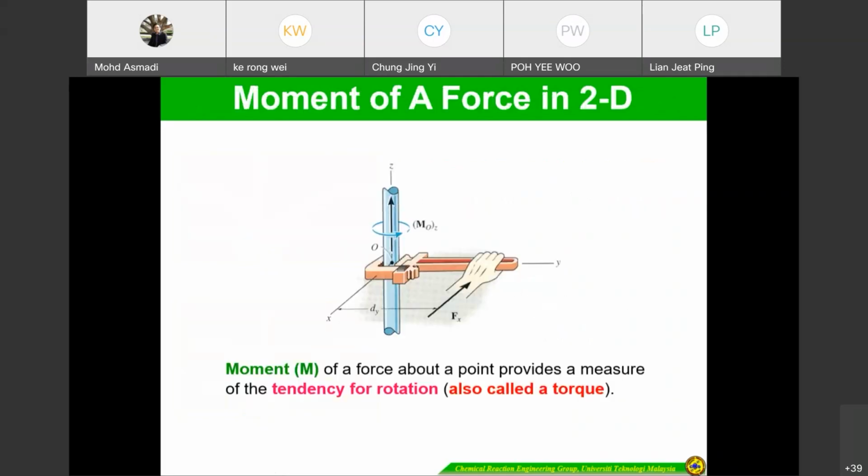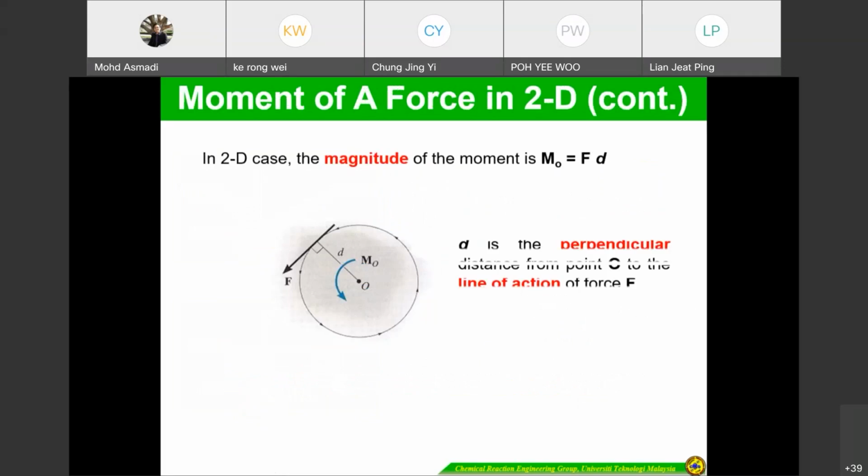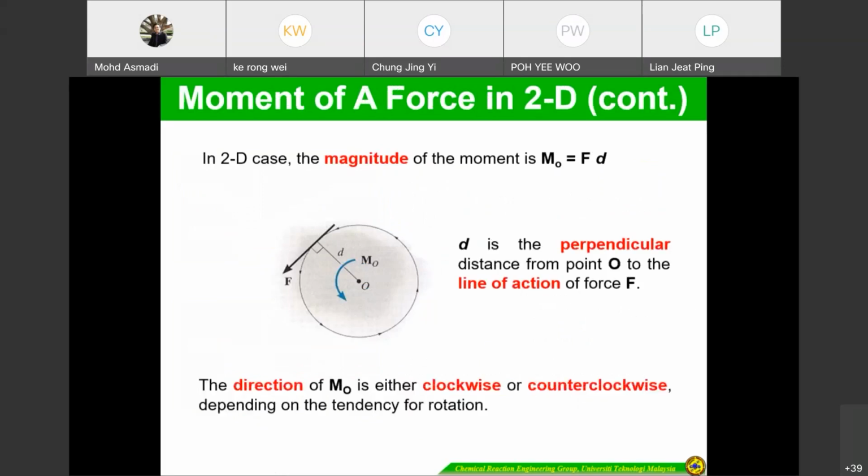The moment of a force about a point provides a measure of the tendency for rotation. It's called torsion. So how to calculate the moment: just remember M naught equals F times d. The distance should be perpendicular, 90 degrees. If not, you cannot calculate the moment. d is the perpendicular distance from point O to the line of action of the force. Please remember, perpendicular, 90 degrees.